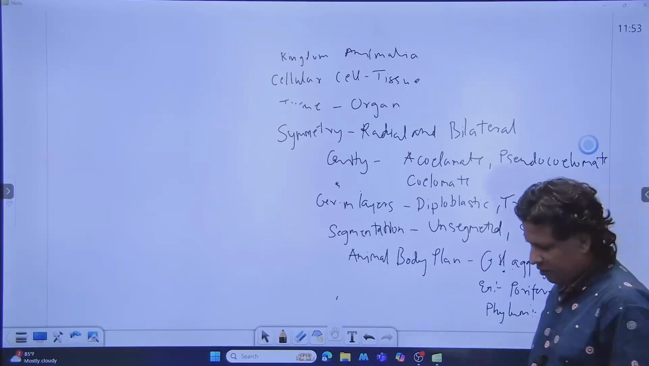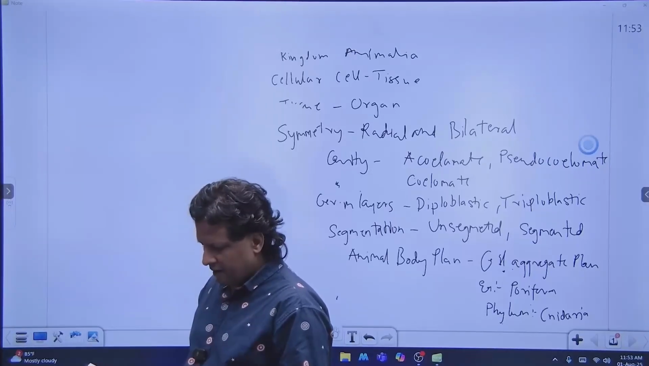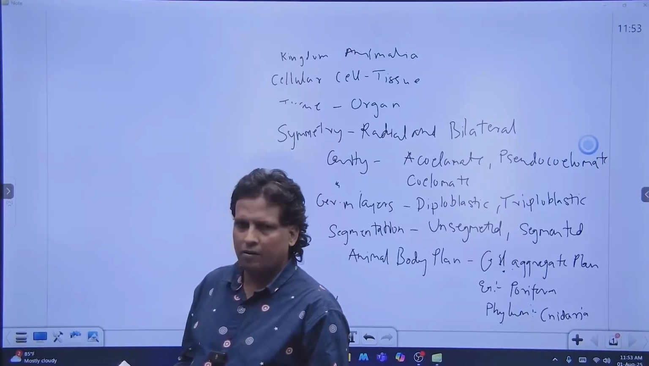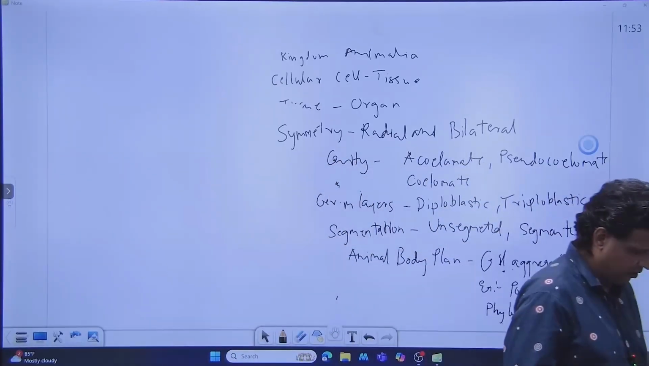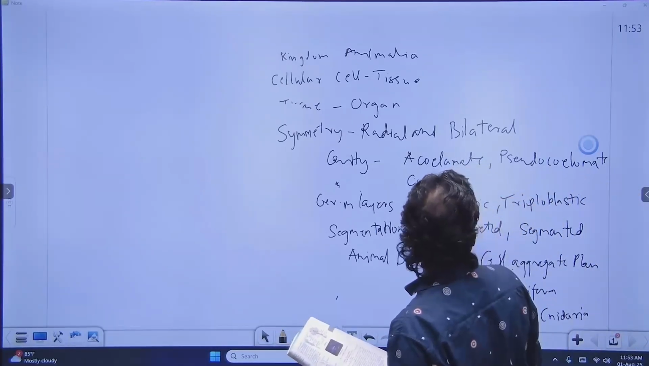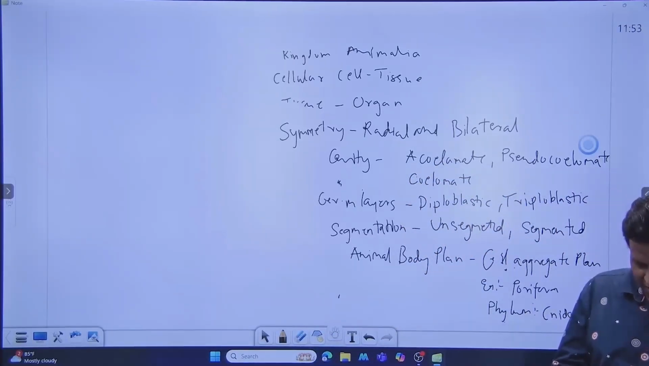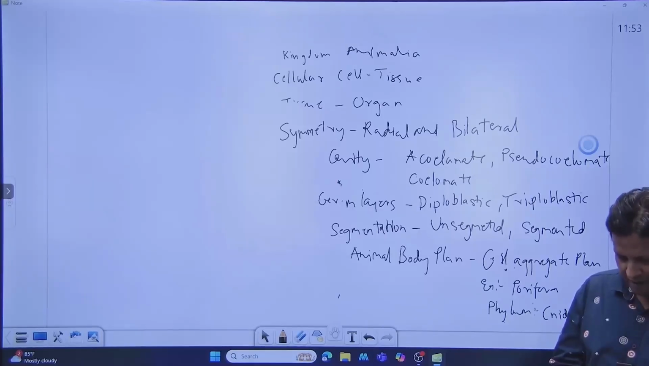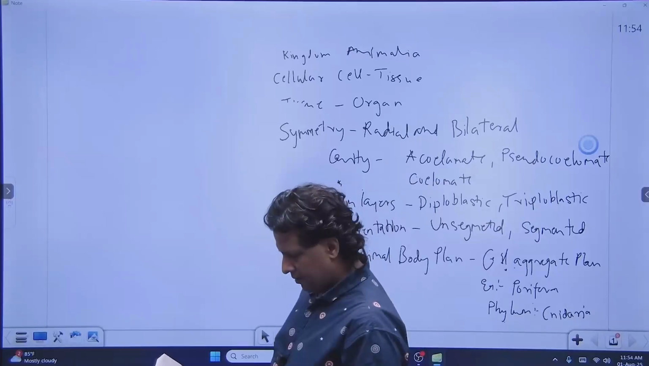These are commonly called comb jellies, or sea walnuts. They are exclusively marine. Marine means they live in saline water, salt-having water. Free-swimming animals. The body is diploblastic. Animals have tissue-level organization: cell, tissue, and then organ. So it has tissue-level organization.